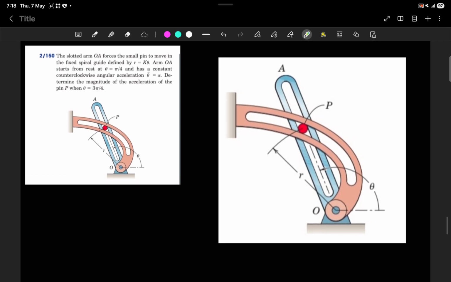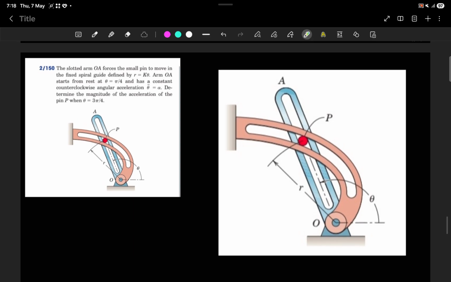Okay, so this is a very nice question. So this may look a bit tough for you, but this is not. Actually, if you read the question very nicely, you can solve this. Okay, so let us read it.